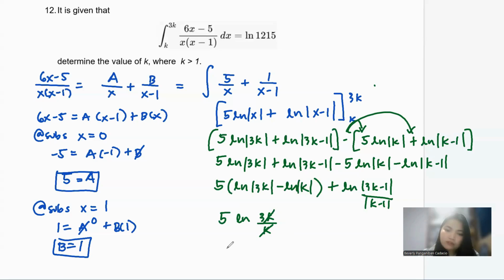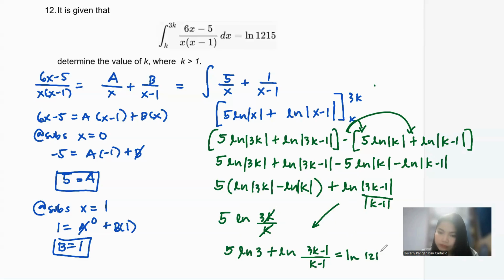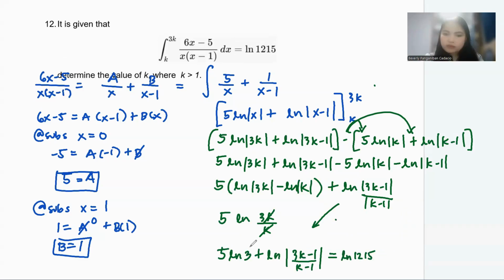So it means you're going to have 5 ln 3 here. Okay, I would like to just add that directly here. Sorry, I'm not going to rewrite it. ln of 3k minus 1 over k minus 1. Okay, I can equate it now to my ln 125, ln 1215. Okay, what about combining this to the other side with the ln 1215? Yeah, so let me just use this one.